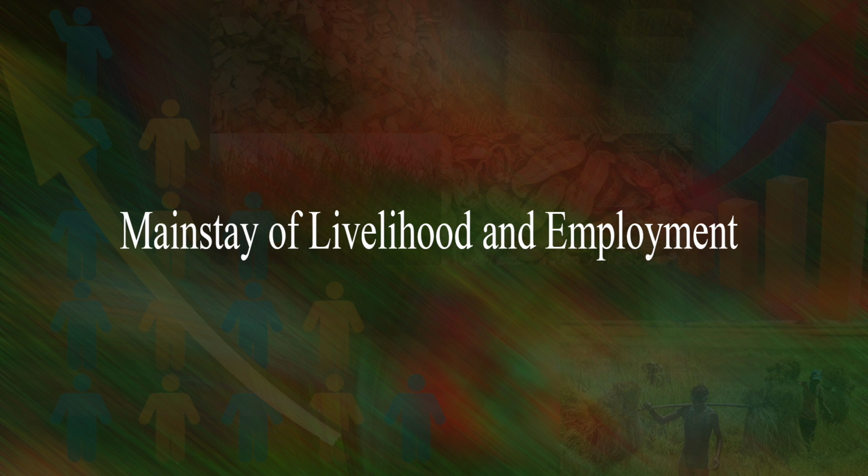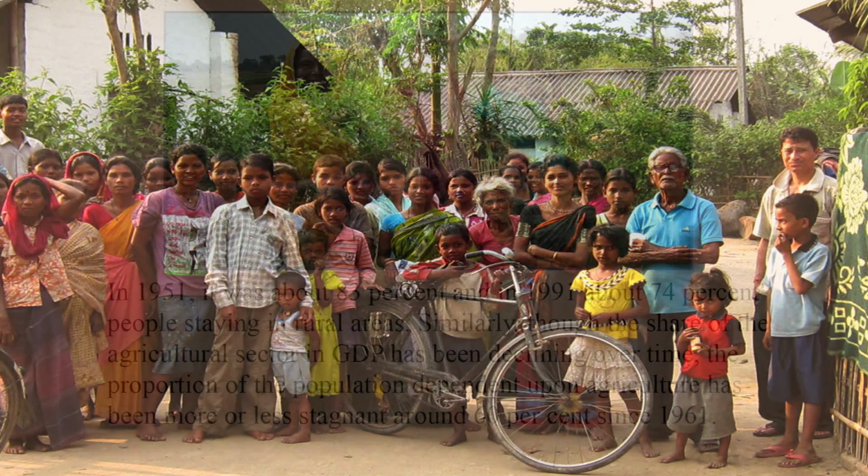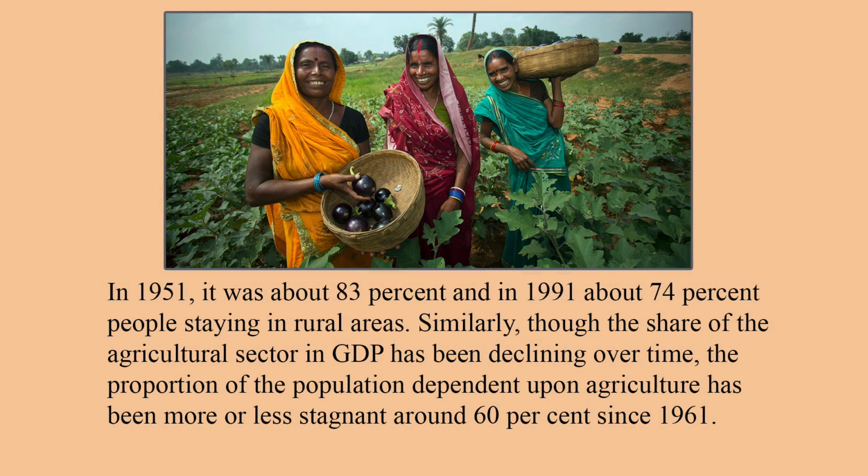It is the mainstay of livelihood and employment. A peculiar feature of India's economy is a very high proportion of the country's population living in rural areas. In 1951, it was about 83%, and in 1991, about 74% of people were staying in rural areas. Similarly, though the share of the agriculture sector in GDP has been declining over time, the proportion of population dependent upon agriculture has been more or less stagnant around 60% since 1961.